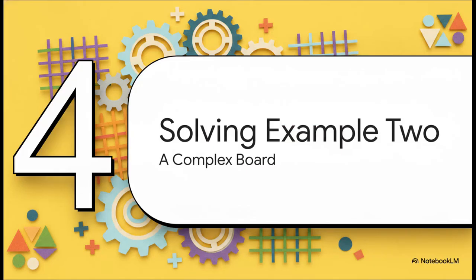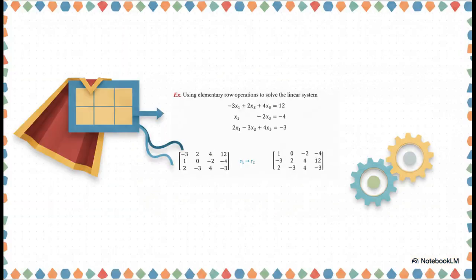All right, section 4, solving example 2. Now that we've got our rules locked in, let's test our skills on a slightly more complex starting board. You'll notice we're using x1, x2, and x3 instead of x, y, and z here, but don't worry, the principle is exactly identical. Our first step is translating this into our augmented matrix.